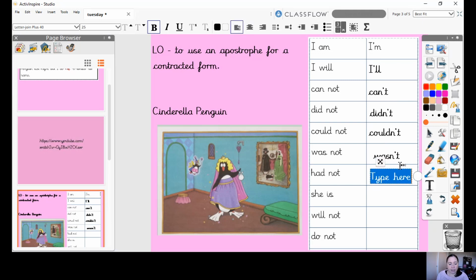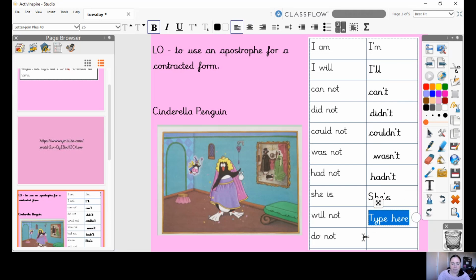Had not becomes hadn't. She is becomes she's. And if that was at the start of a sentence, you would obviously have a capital S. Notice there's no joinings where these apostrophes are.